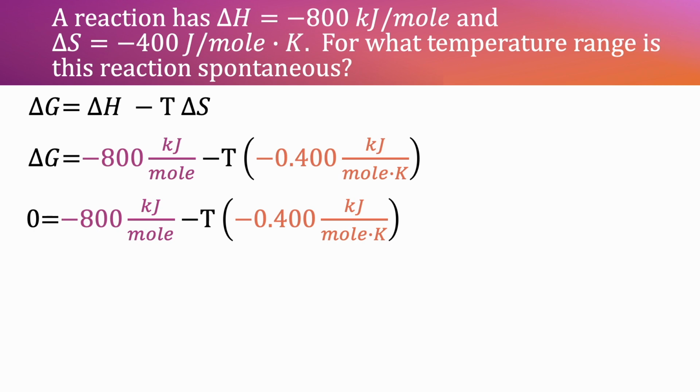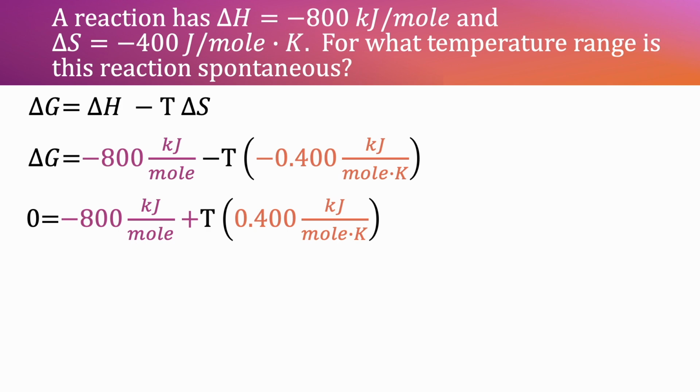And before we go too far into rearranging this equation, I want you to notice that we have 2 negative signs here in a row. We have minus T times negative 0.4 kilojoules per mole Kelvin. The subtraction sign and the negative sign can cancel each other out, and we can change that to adding the term that's multiplied by positive 0.4 instead of subtracting the term multiplied by negative 0.4. This helps our equation look a little bit cleaner, and now it's time to start rearranging.